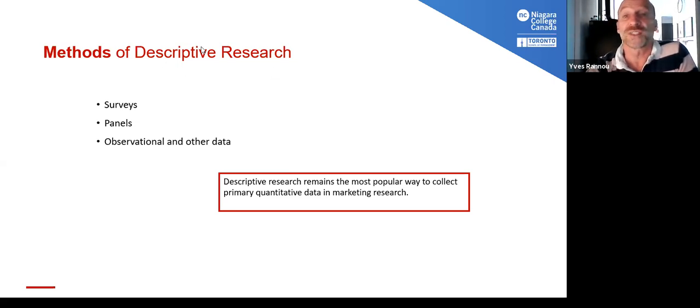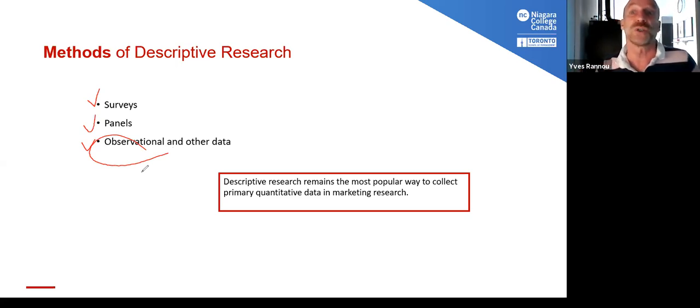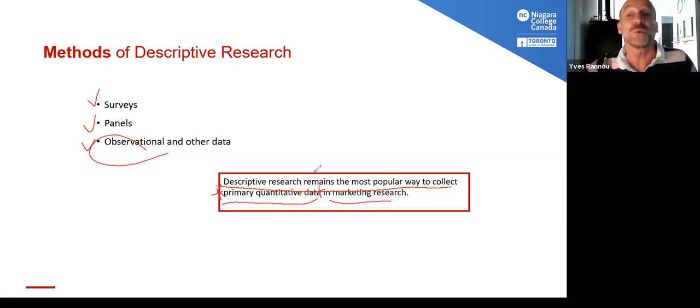Some of the methods can be repeated. Survey, panels, observation, I've already mentioned. So you can still do a survey, but your survey is going to be a lot more specific. You're not going to be exploring, you're going to be a lot more specific in your survey and the questions. Descriptive research remains the most popular way to collect primary quantitative data in marketing research. But you can still be collecting primary quantitative data with the other type of research we talked about, exploratory research too. You could explore your existing customers, getting data about them.